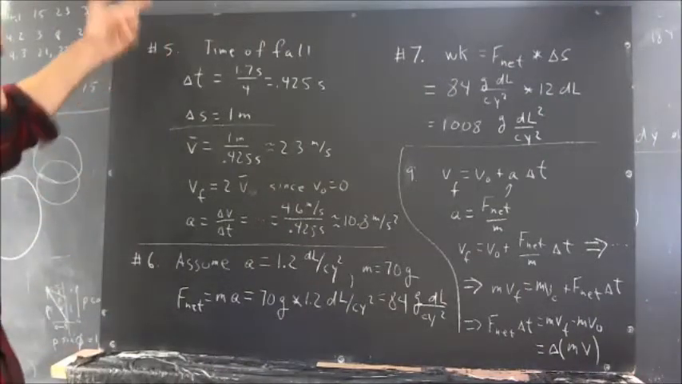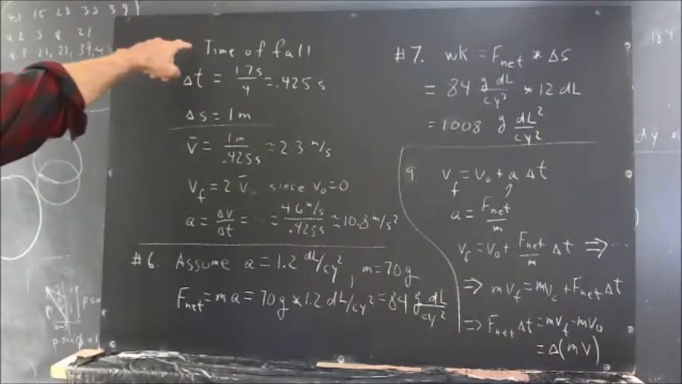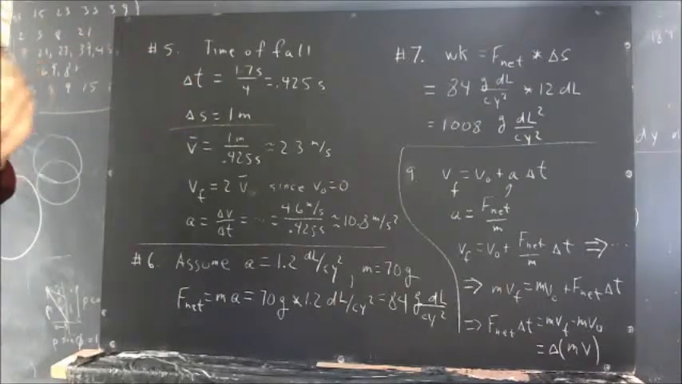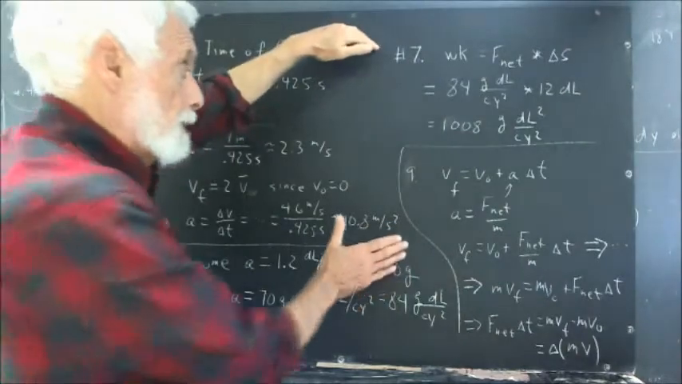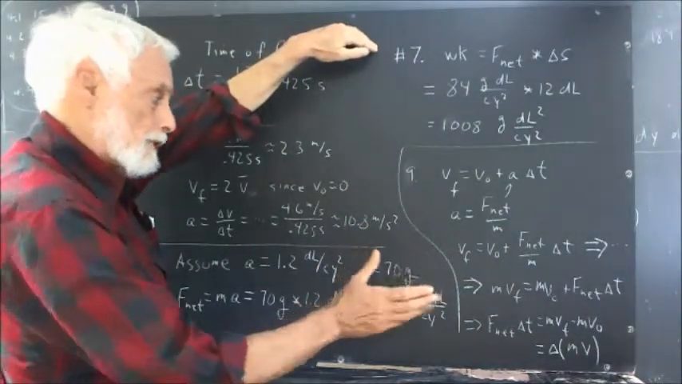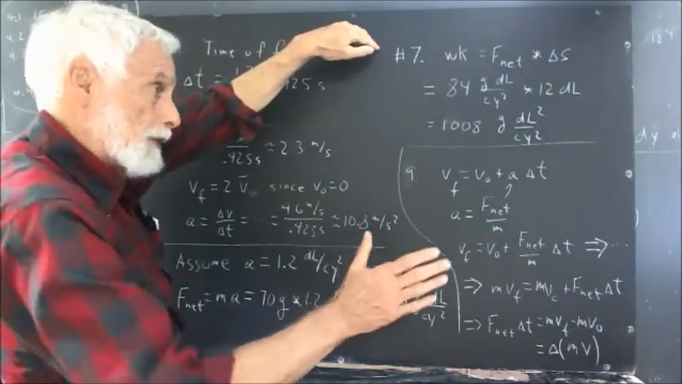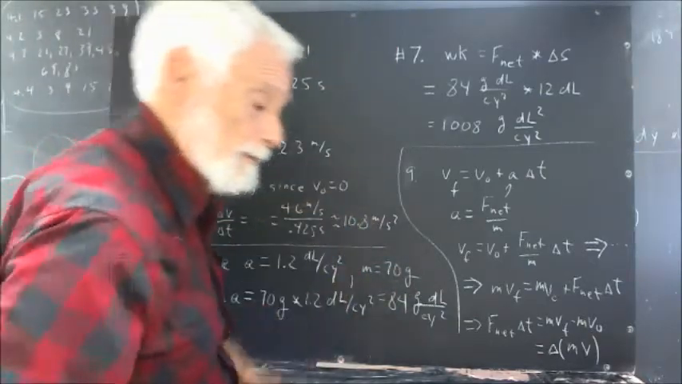Okay, number 5. The time of fall is going to be, well, if I release a pendulum next to the wall and it swings and hits the wall, then it's undergone 1/4 of a cycle.